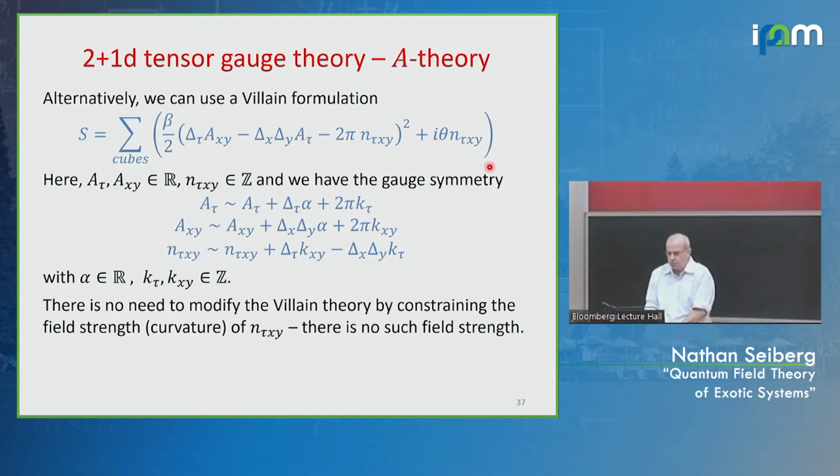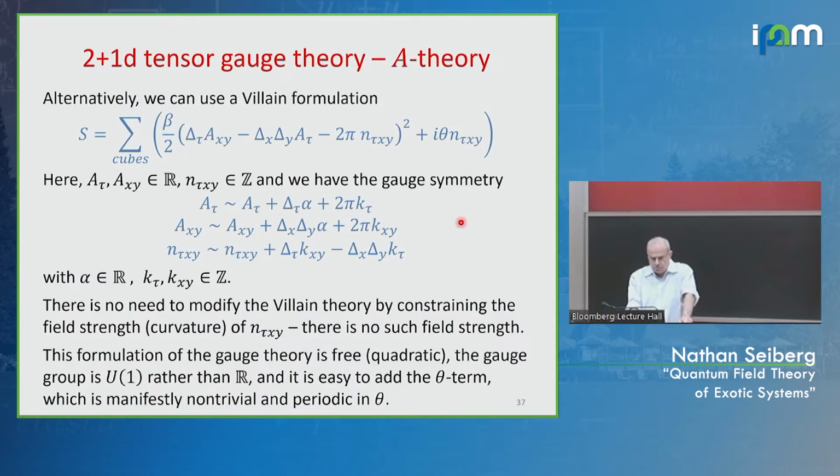This is the analog of what we do in ordinary gauge theories in one dimension, namely in quantum mechanics. Ordinary gauge fields in one dimension do not have a curvature, and therefore I don't need to constrain the curvature. So that's for these integers. So this is the model we study, and this formulation of the gauge theory is free, it's quadratic. The gauge group is U(1) rather than R, that's because of this gauge symmetry with the gauge parameter K.